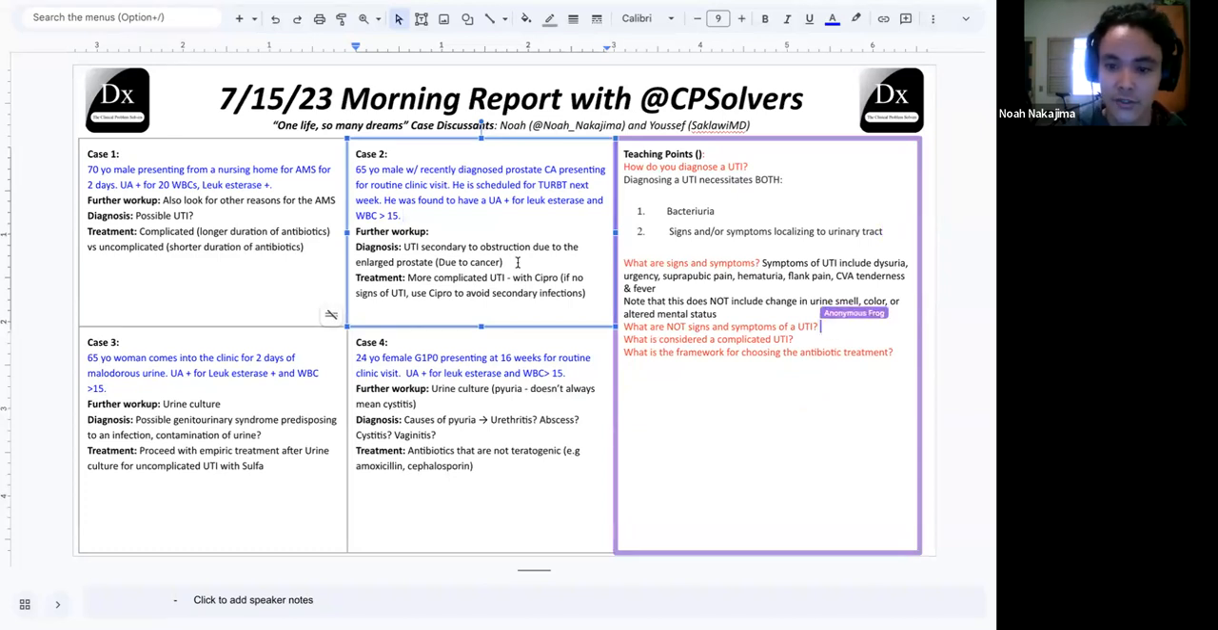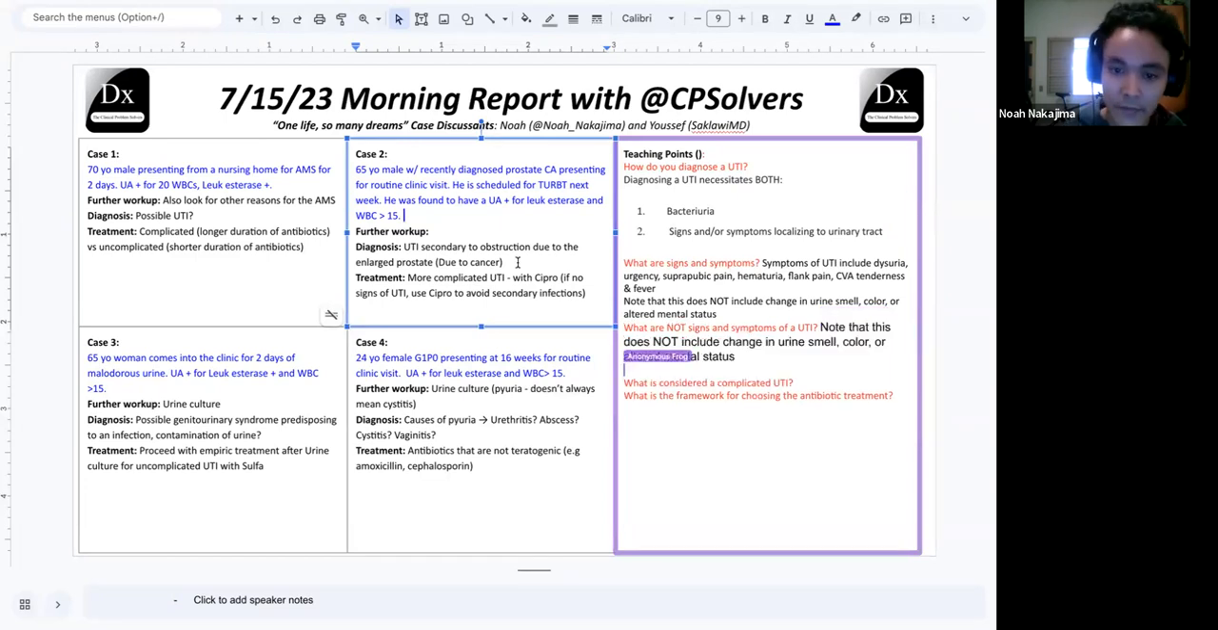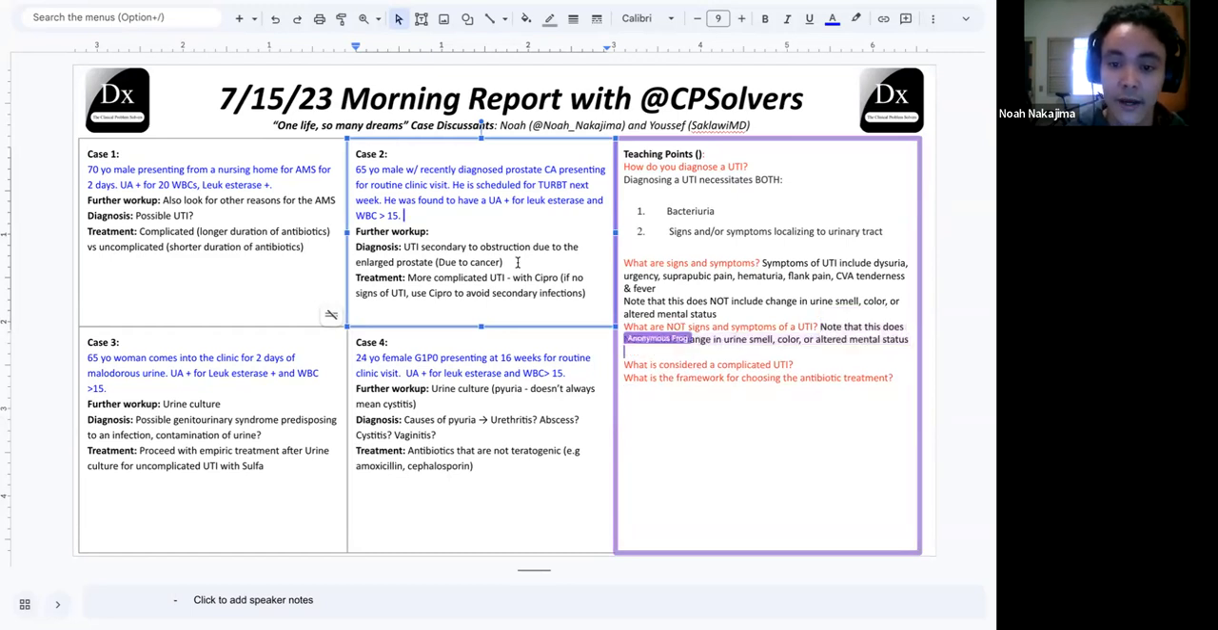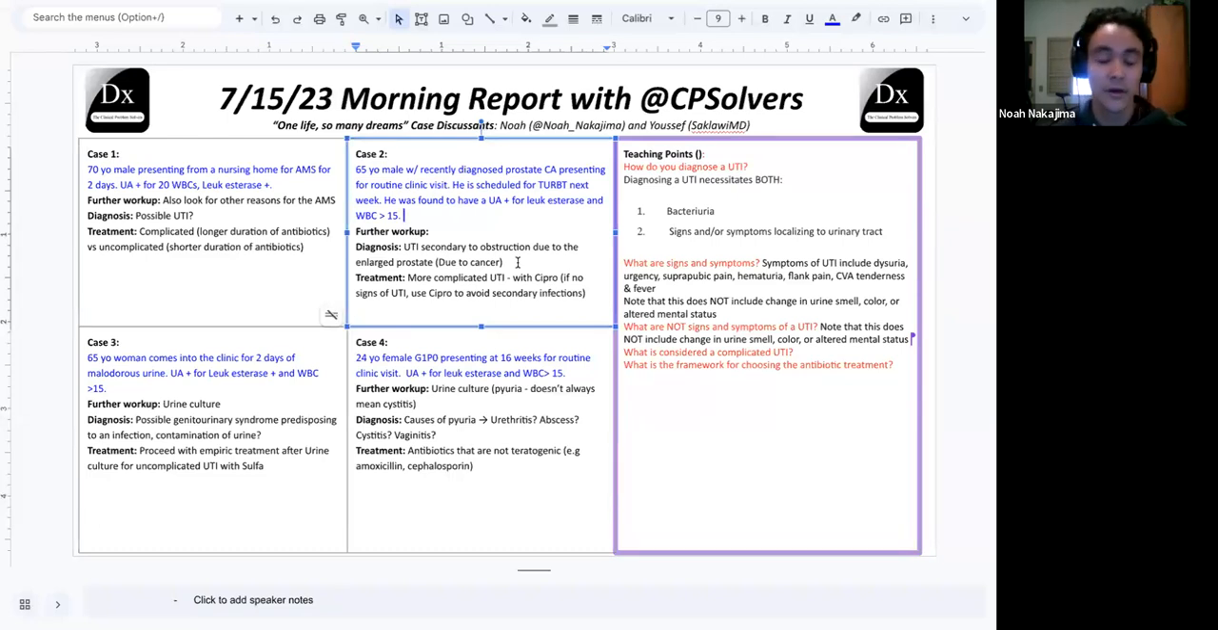Going back to the first case, we were saying that maybe the AMS could be caused by an uncomplicated UTI. So we even put in the treatment options, complicated versus uncomplicated. So what is that definition? What is complicated versus uncomplicated cystitis?